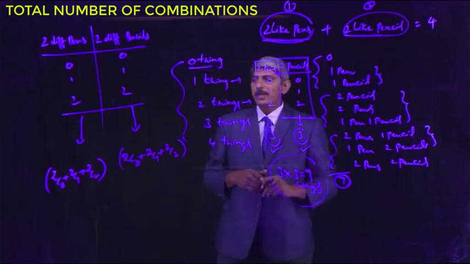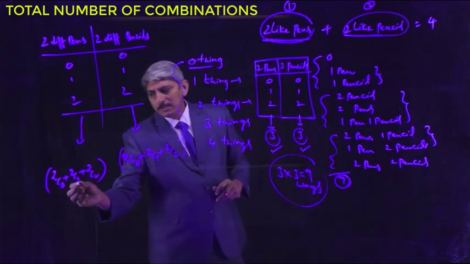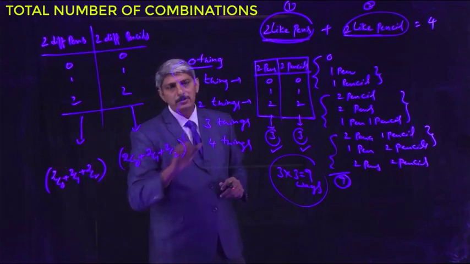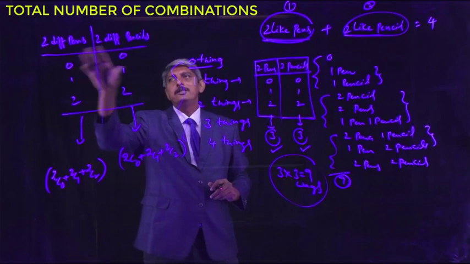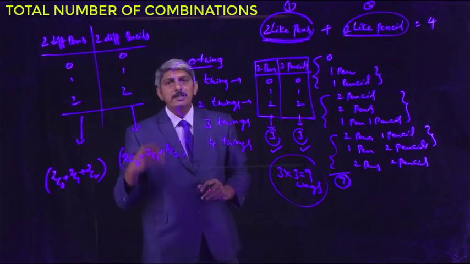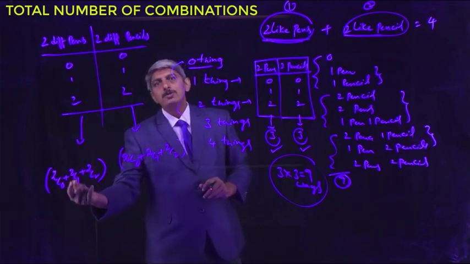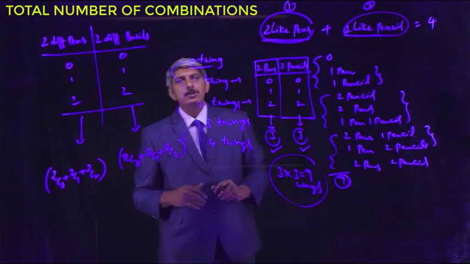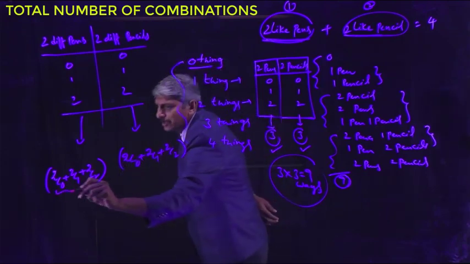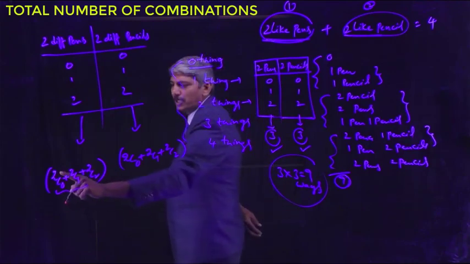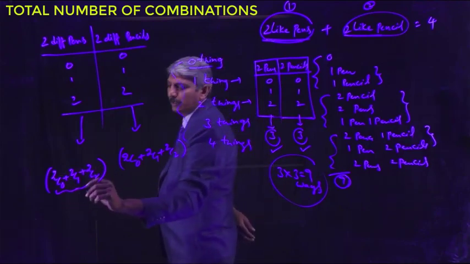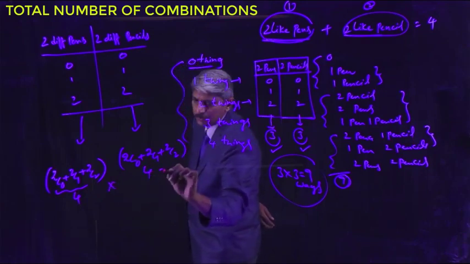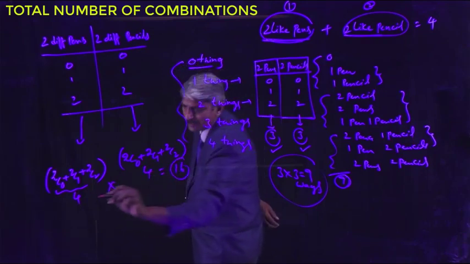But in the previous case, this value is 1, this value is 1, this value is also 1, so 3 cases arise, here also 3 cases. But here these are distinct objects. That's why here we write 2C0 plus 2C1 plus 2C2 for each. Now how much is this value? 2C0 is 1, 2C1 is 2, 2C2 is 1, so this is 4. This is also 4. Now 4 into 4 is equal to 16 ways.